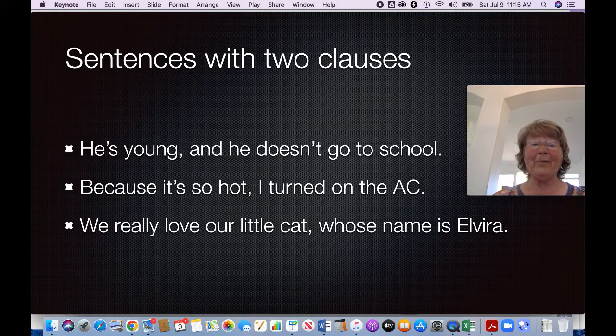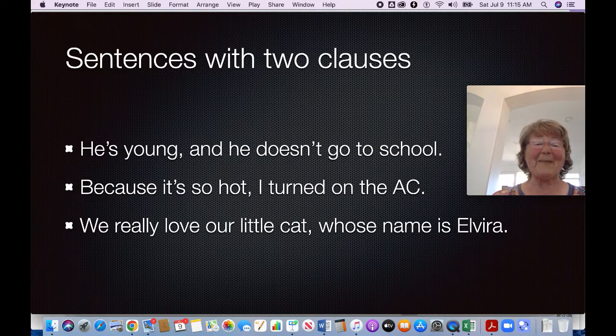The second example, because it's so hot, comma, I turned on the AC, period. Because is a capital letter and at the end a period. There is a comma after the word hot, and I will tell you later why that comma is there.